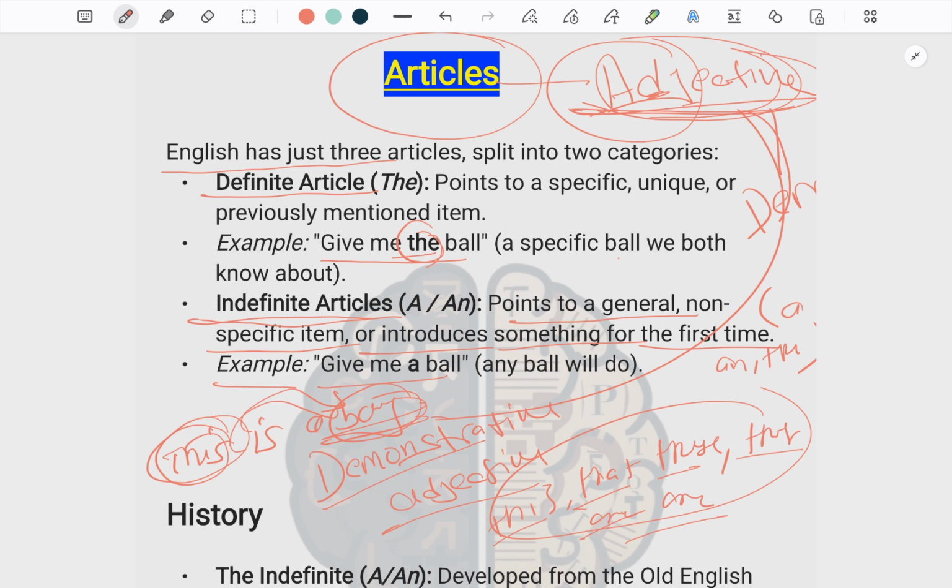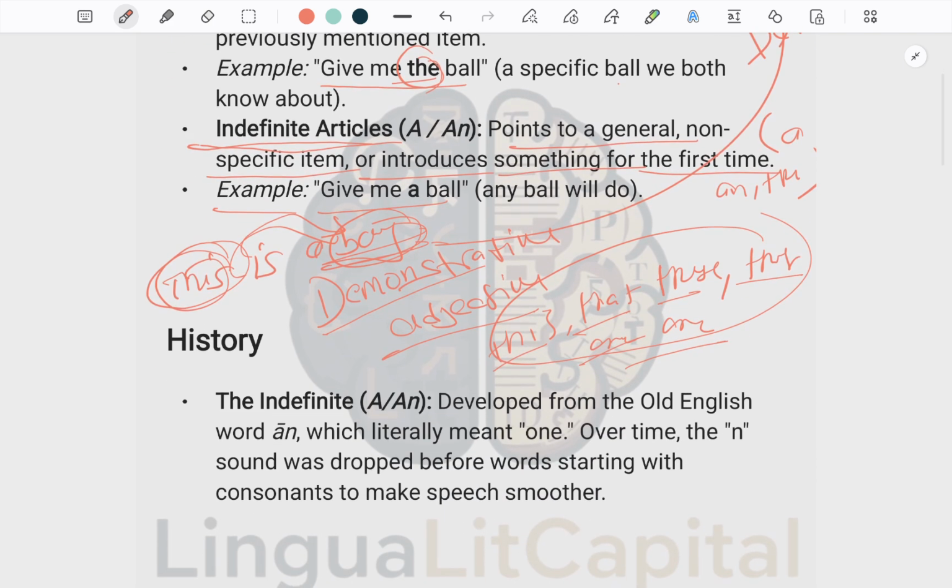Okay, I hope you have understood about the articles. An article is a word that is used to fix or unfix, certain or uncertain, the position of a word in a sentence. Okay, so let's have a little bit of discussion about its history.